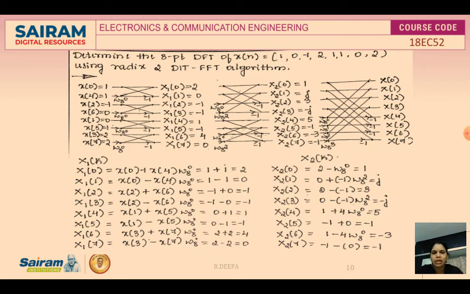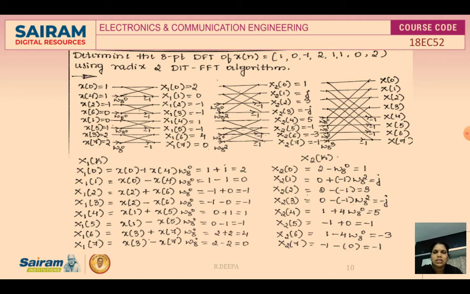In a similar way I am going to write the equations for the remaining structure. So x1 of 2 is equal to x of 2 plus x of 6 into w8 power of 0, that is minus 1 plus 0, which is equal to minus 1. In the same way we write the remaining equations and we get the output for x1 of k as 2, 0, minus 1, 1, minus 1, 1, 1, minus 1, 4 and 0. This will act as an input for the next stage.